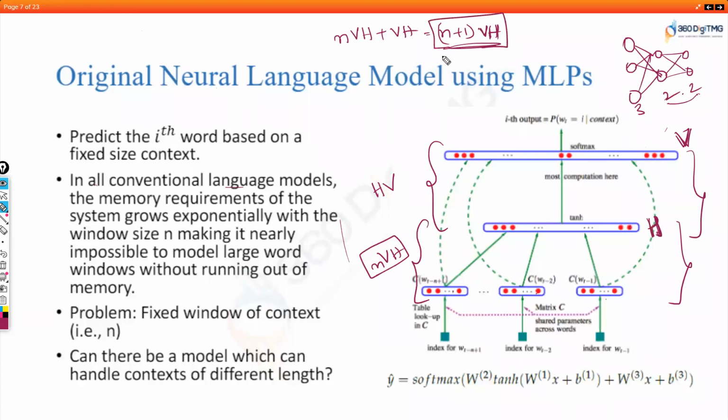These number of parameters are much less than your traditional language models. In your traditional language models, it was V raised to the power N. Here it is N plus 1 into V into H.